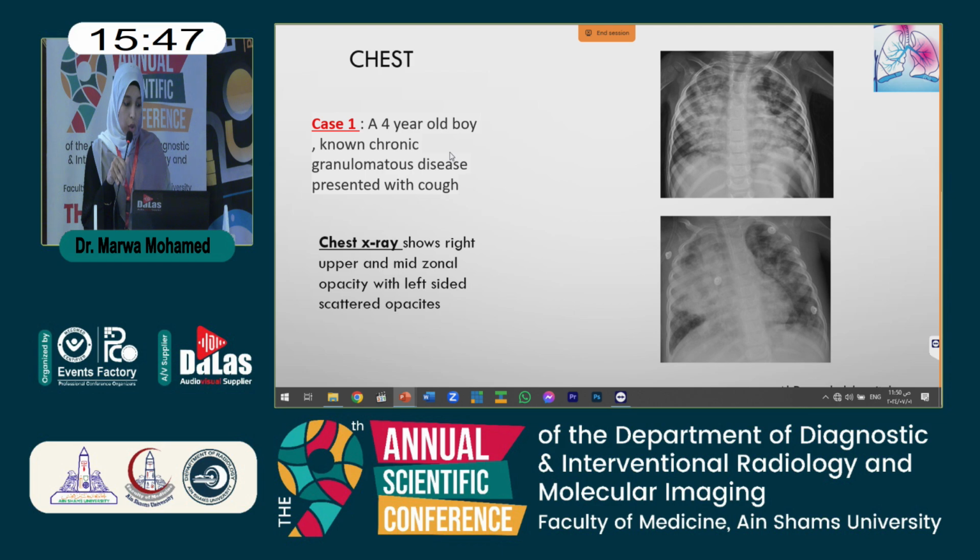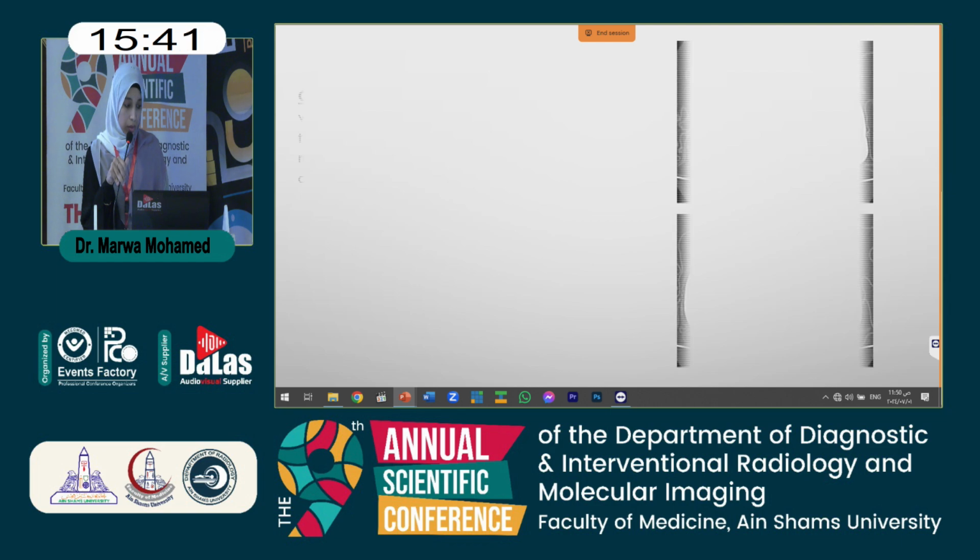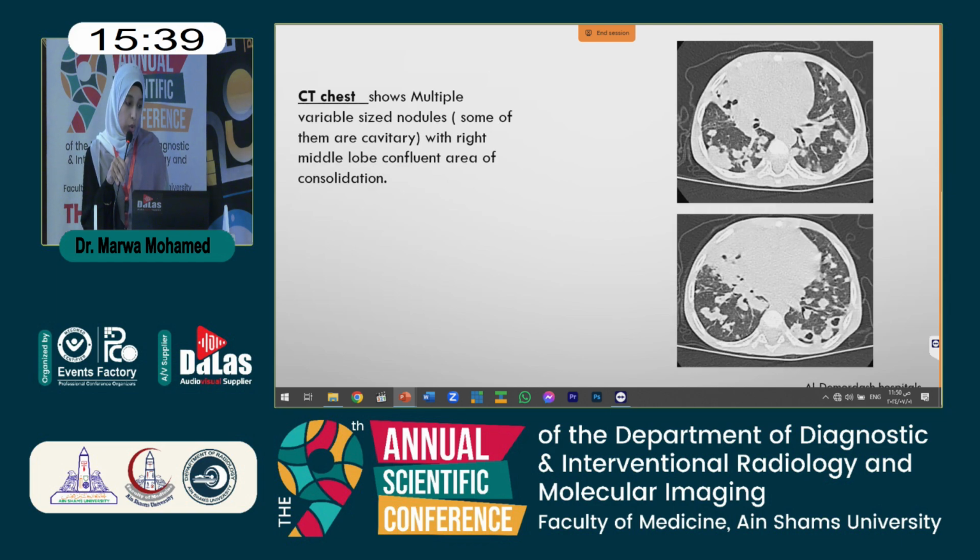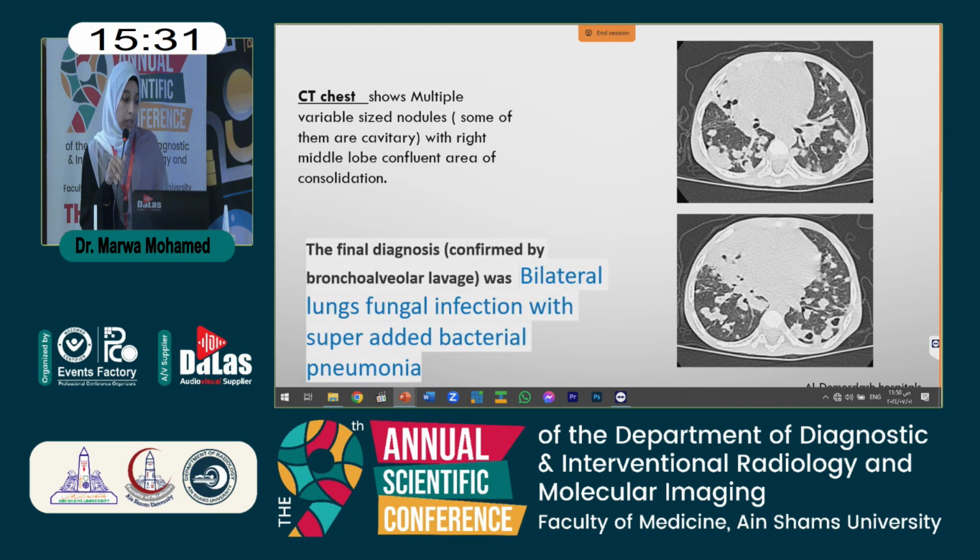Chest X-ray shows right upper and mid-zonal opacity with left-sided scattered opacities. CT chest shows multiple variable size nodules, some of them are cavitary, with right middle lobe confluent area of consolidation. The final diagnosis confirmed by bronchoalveolar lavage was bilateral lungs fungal affection with superadded bacterial pneumonia.